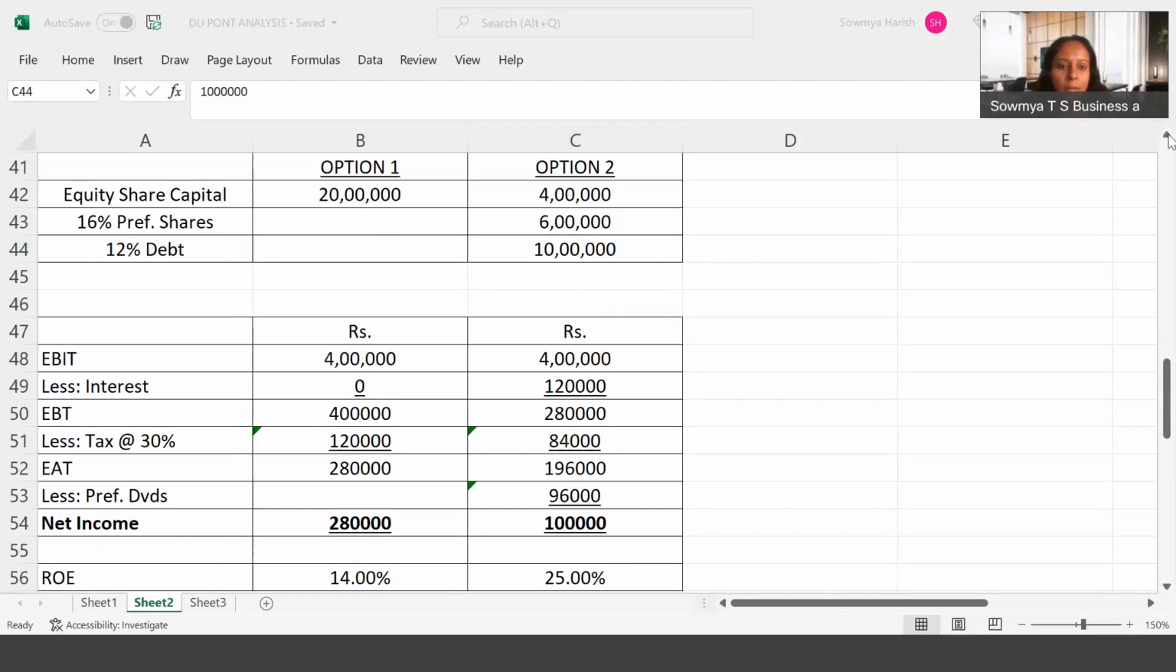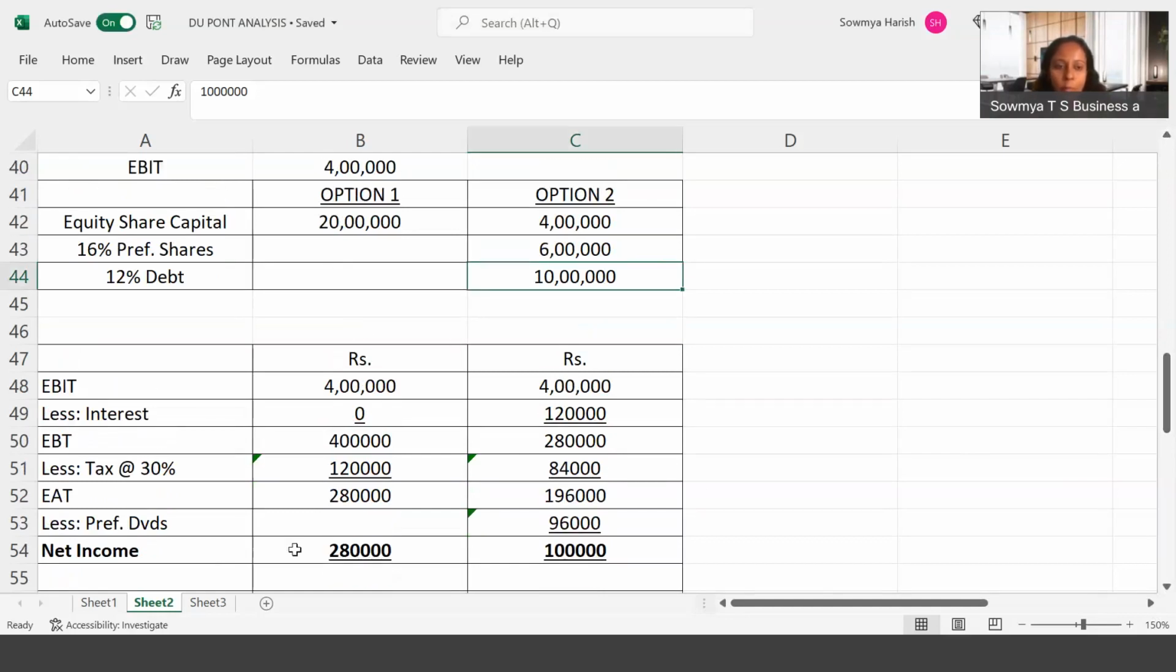So now we have calculated net income in case of both the options. Let's see what would be the return on equity, ROE. We know how we calculate the ROE. ROE is equal to profit after taxes. We usually take profit after taxes if there is no preferred share capital. But since here we have preferred share capital, we are going to take net income. So net income divided by equity share capital.